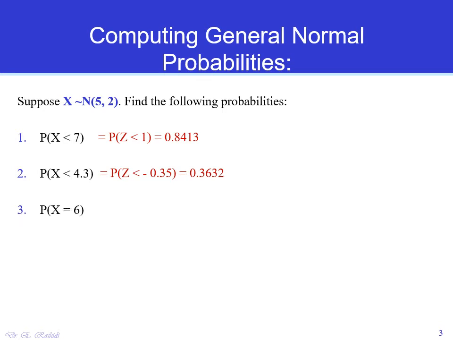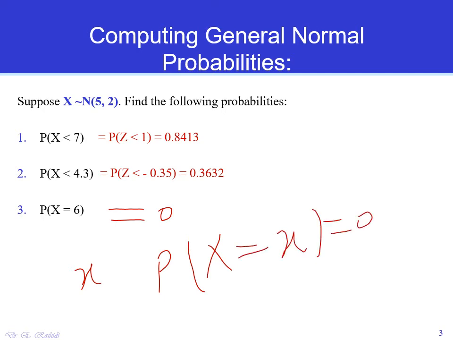Okay, now let's see another example. Suppose that we want to find the probability that x is equal to 6. Well, it might be surprising to you, but this is actually equal to 0. And for any value of x, the probability that a random variable x, a normal distribution, or any continuous random variable is exactly equal to a value x is 0.